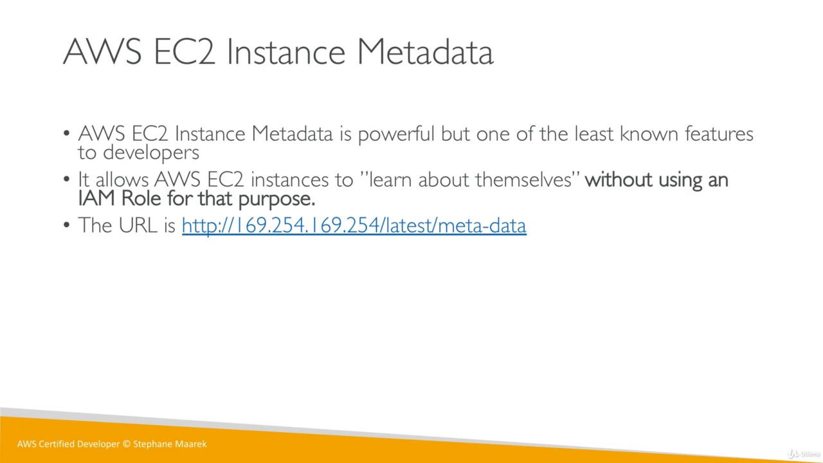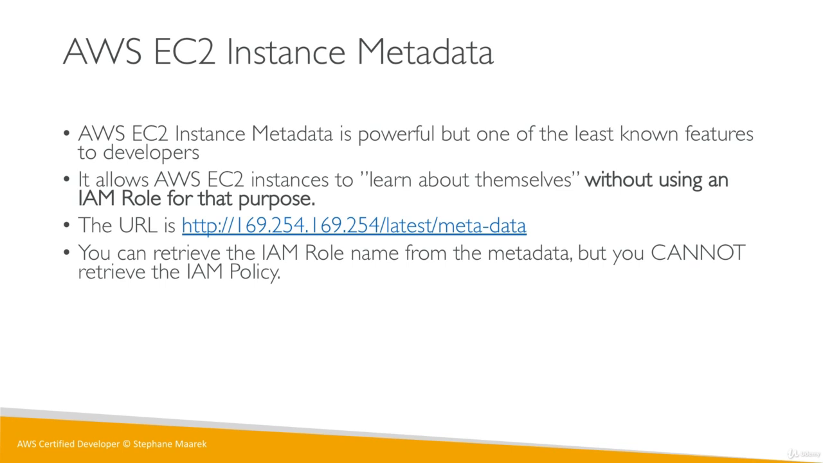This IP 169.254.169.254 is basically an internal IP to AWS. It will not work from your computer. It will only work from your EC2 instances. And using this, you can retrieve the IAM role name from the metadata, but you cannot retrieve the IAM policy, right? The only way to test the IAM policy is to use the policy simulator or the dry run options, but we cannot retrieve the content of the IAM policy using this URL.